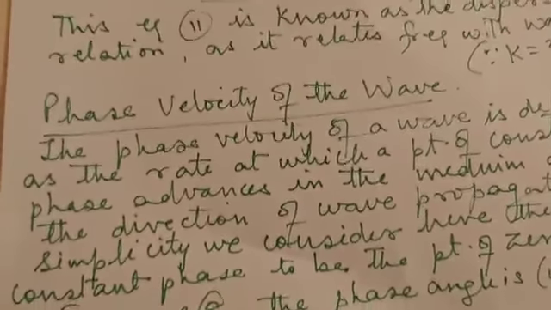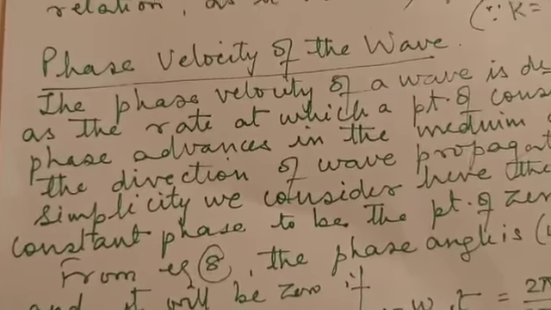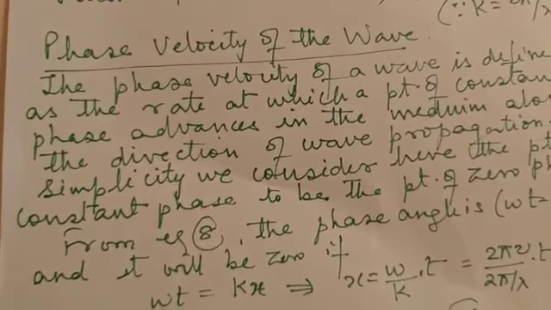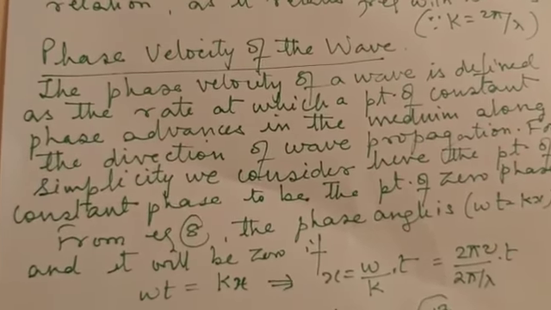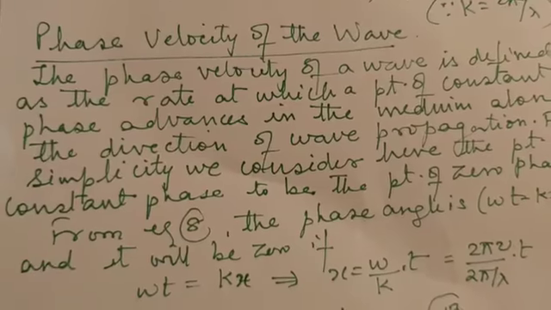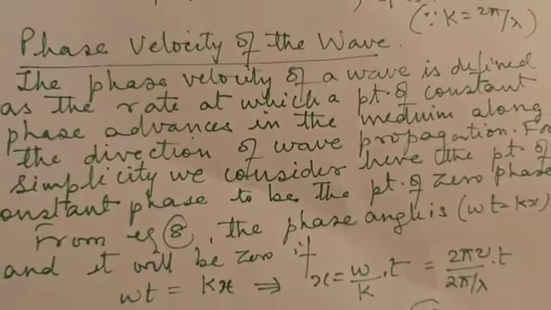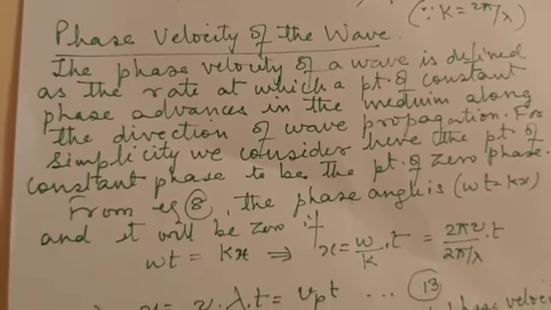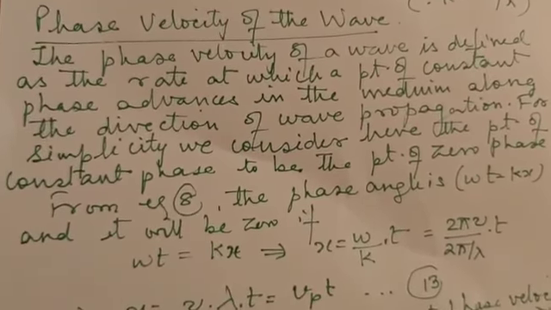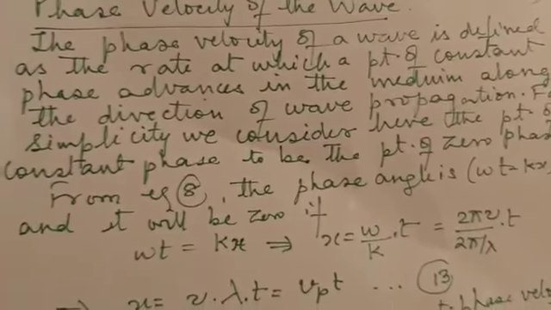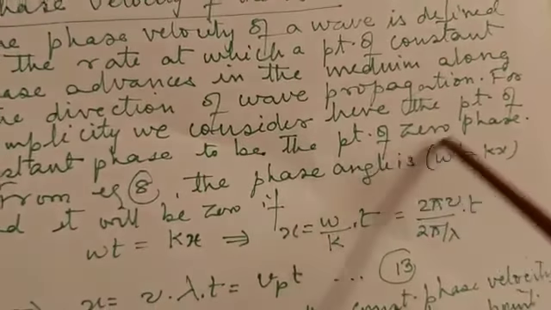Phase velocity of the wave. The phase velocity of a wave is defined as the rate at which a point of constant phase advances in the medium along the direction of wave propagation. For simplicity, we consider here the point of constant phase to be at zero phase.